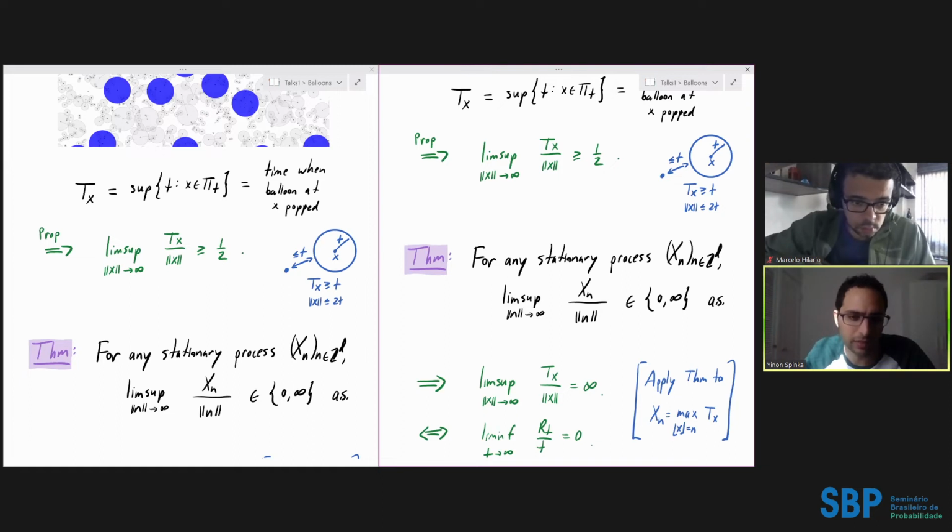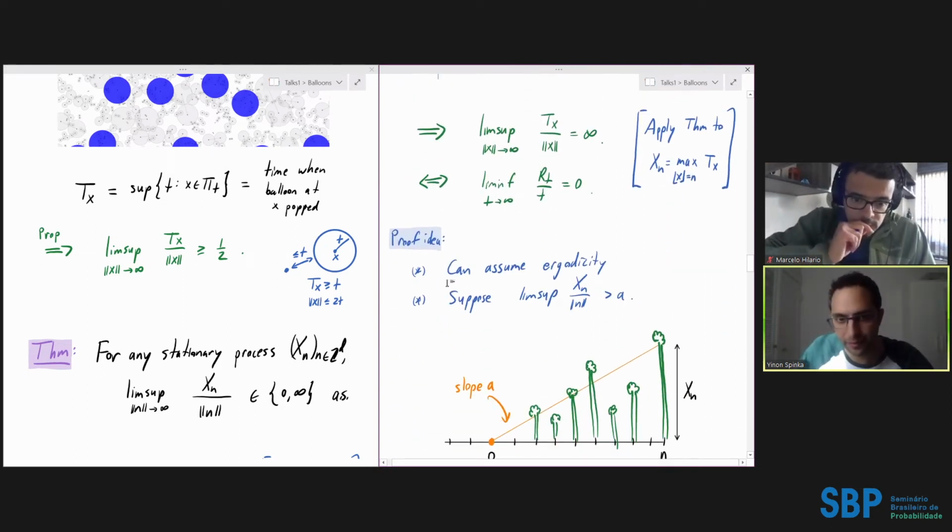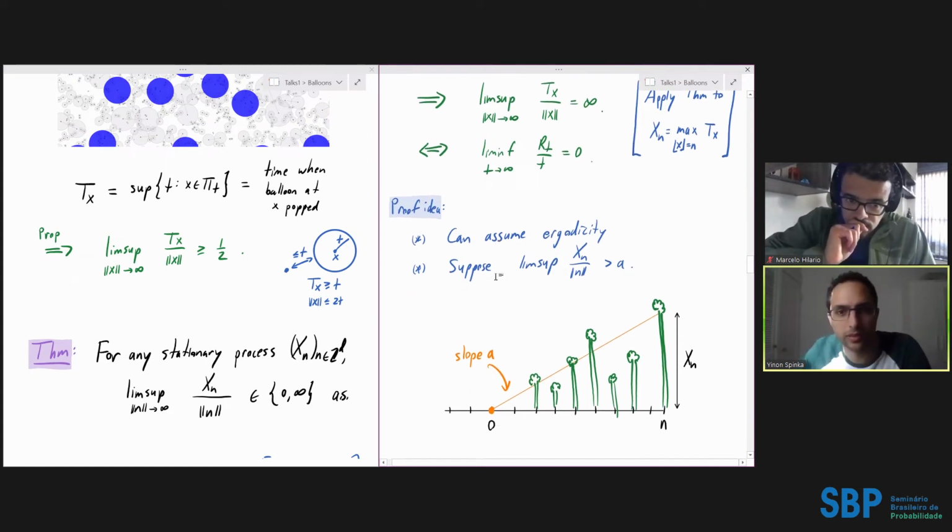This is something in the thesis of Tanny, but the proof there relies on branching process arguments and doesn't seem to extend to higher dimensions. So it's just for one dimension. Our proof has the advantage that it's both more direct and applies in higher dimensions. Let me just give you a quick idea of how this goes.